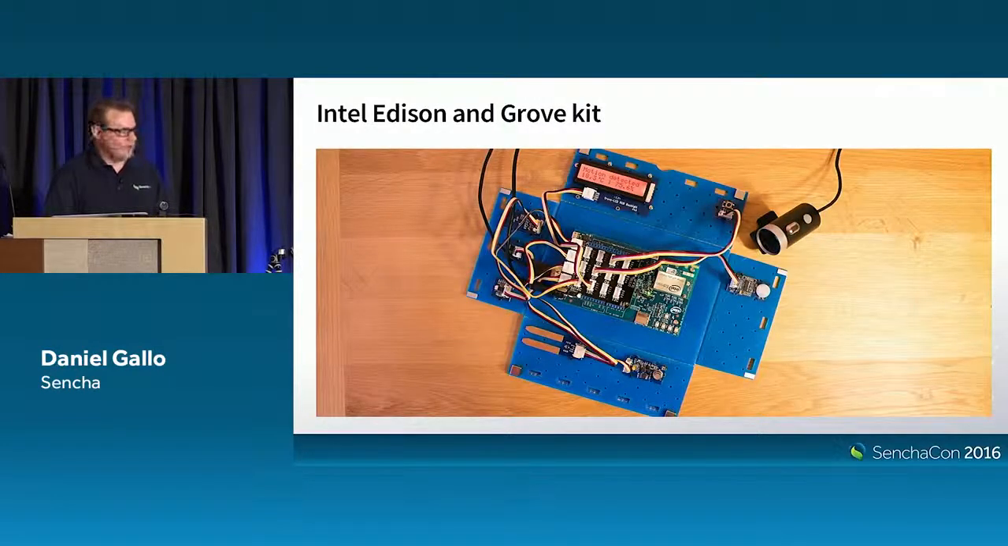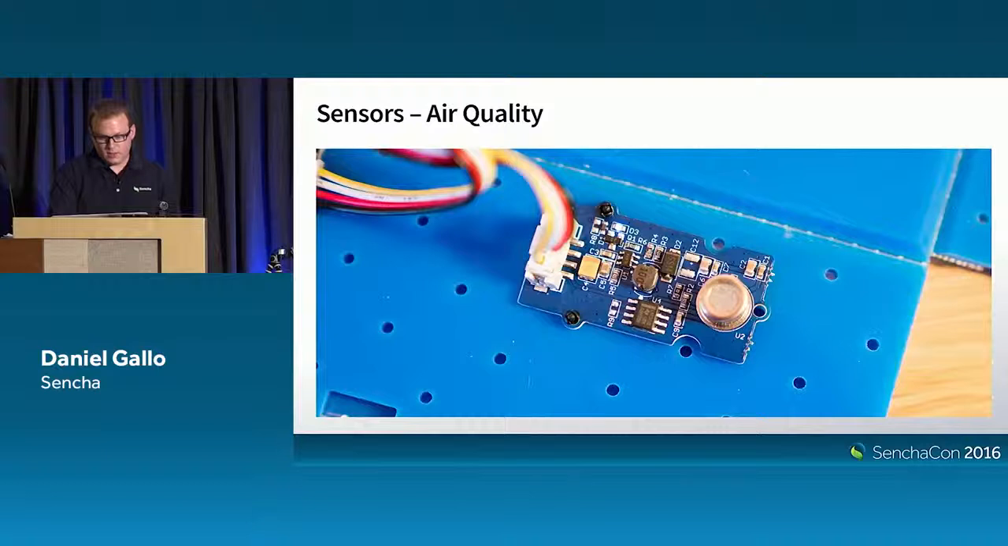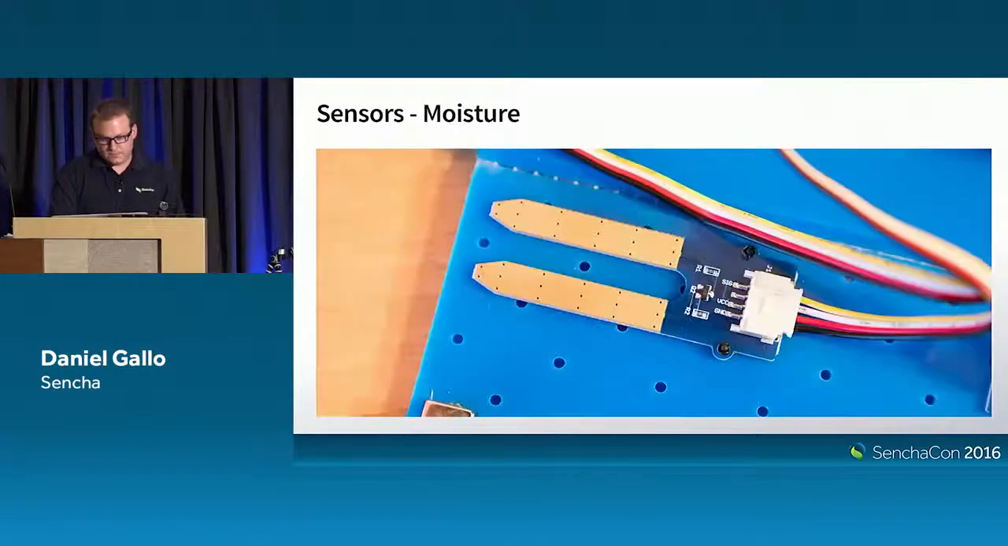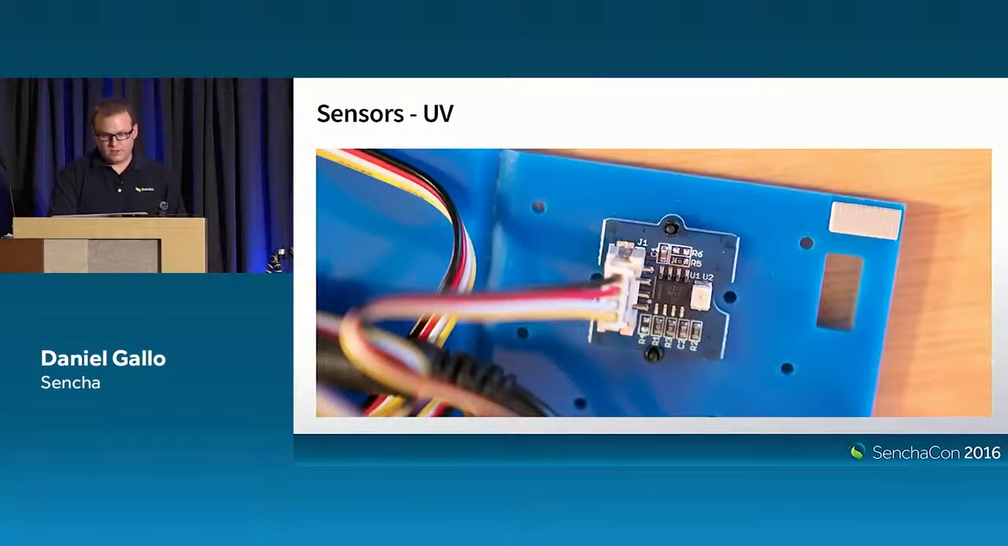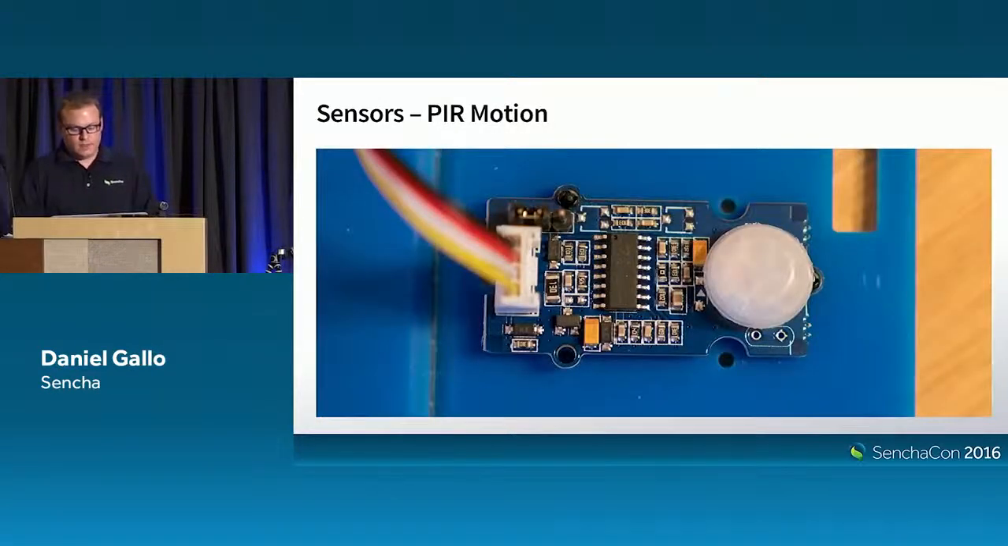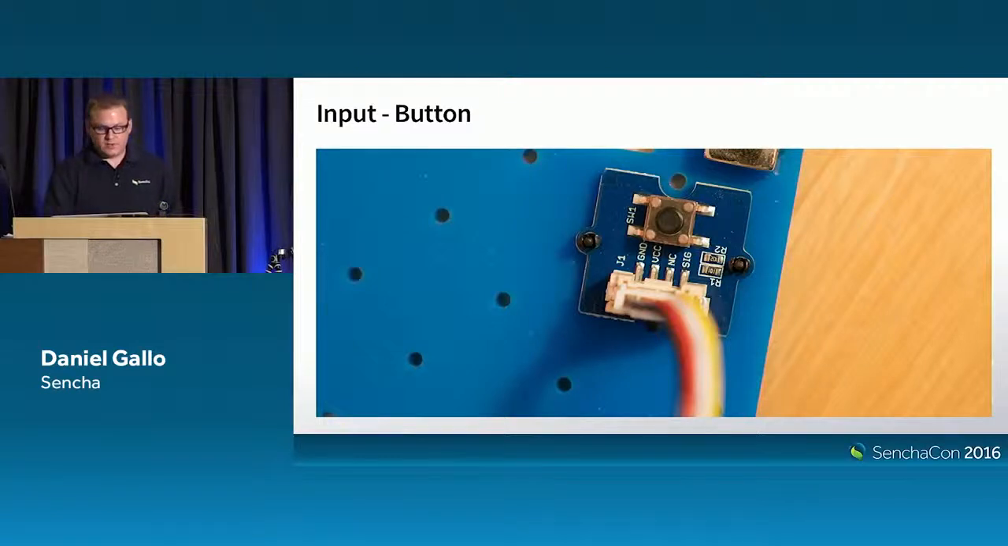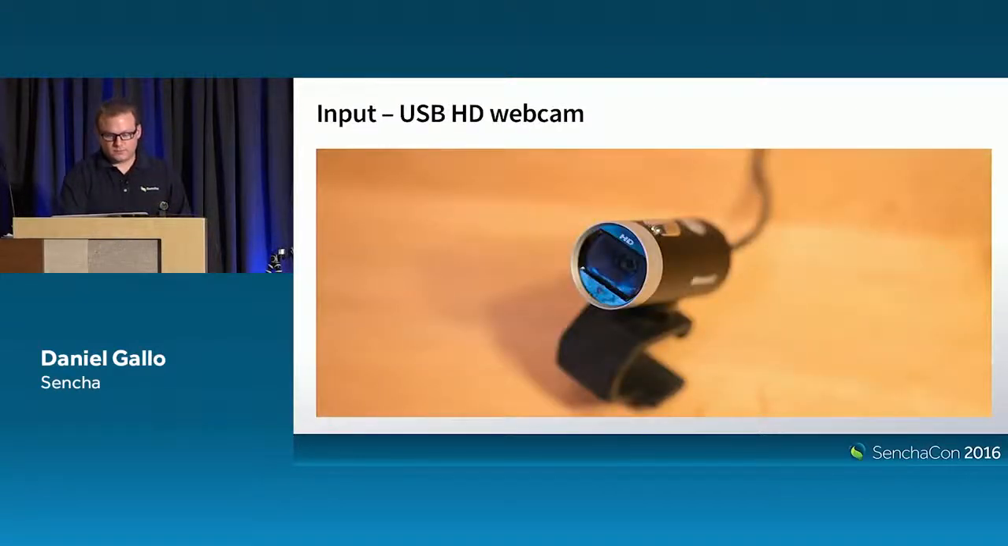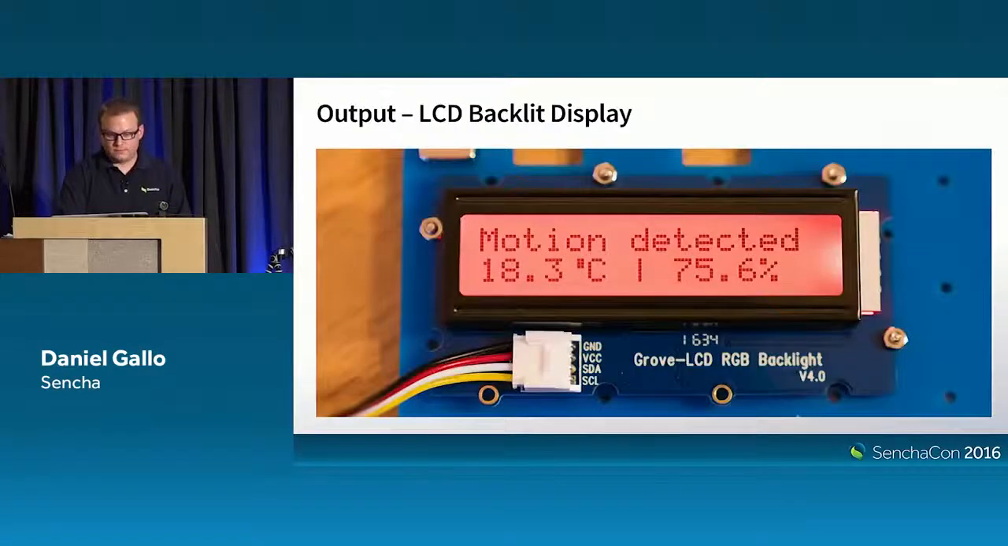And this is a closer-up image. So this is the air quality sensor, then the moisture sensor, which can be used for detecting different levels of water, UV, light, integrated temperature and humidity, motion sensor, as well as an input button, and then finally the webcam. And this is an example of the LCD display, so I can have 2 lines of information, and then I can change the backlight color accordingly.